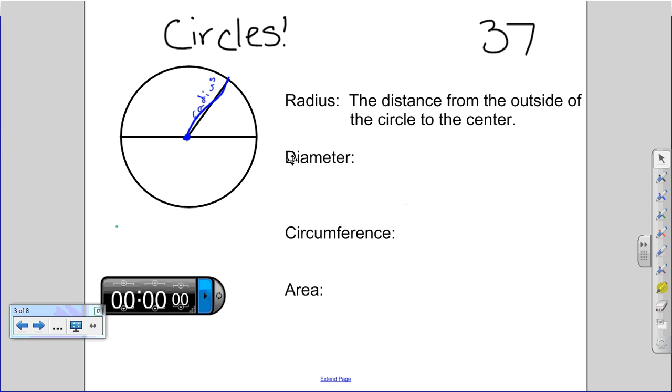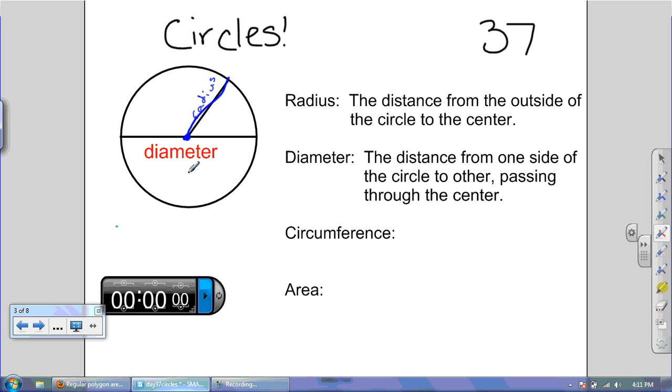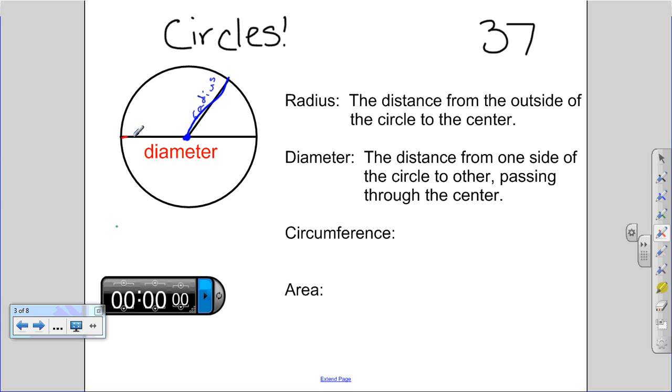Okay, after the radius, we always talk about diameter. So what is the diameter? Good. Diameter is this length here. It's anything that goes from one side of the circle to the other. The only thing you have to remember is that it has to go through the center point. If it doesn't go through the center, it can't be a diameter. Okay, so diameter: one side to the other.